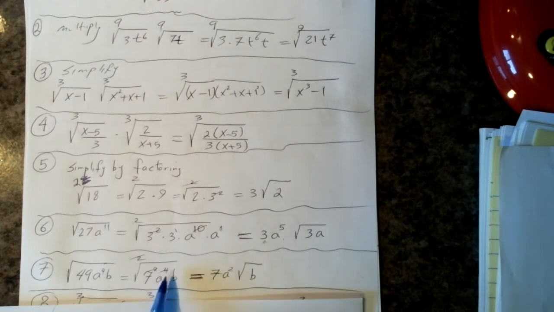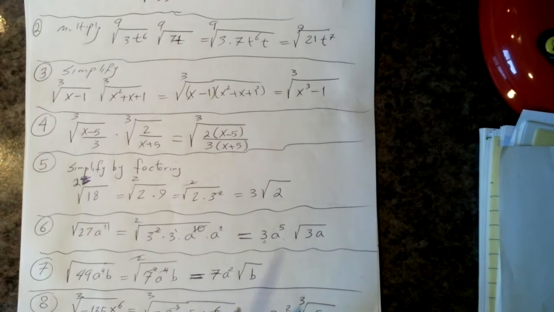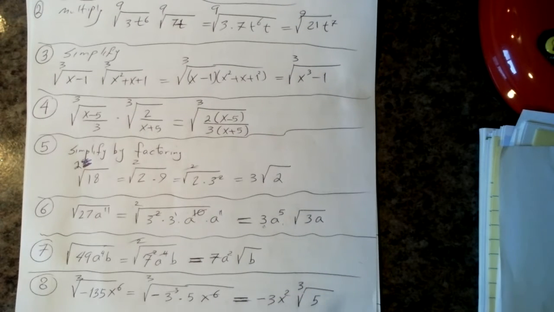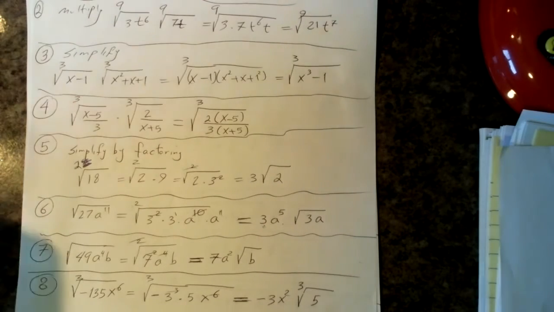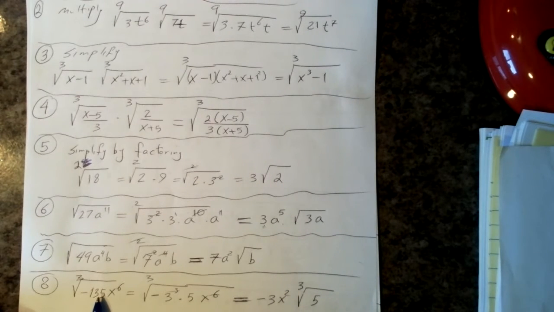49 is 7 to the power of 2, so 2 and 2 cancel, 7 is out. a to the 4, 4 divided by 2 is 2, so a squared is out and b remains. If you have a negative number under the radical, make sure the root of the radical is odd. It's okay if it's an odd number, but if this root is an even number like 2, 4, 6, then you cannot have this negative one.